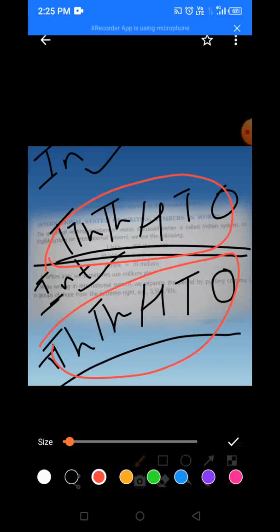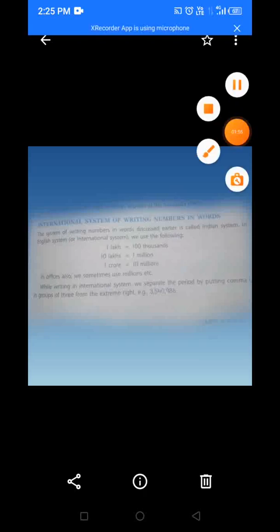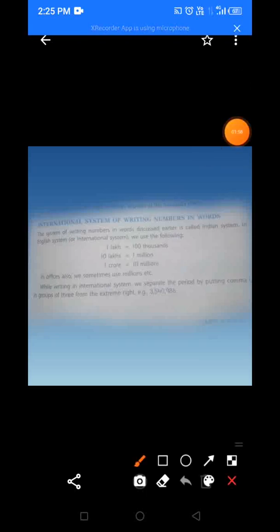But when we move after 10,000, what do you write? What do you write, children? After 10,000, we write lakh. Then we write 10 lakh. Then we write crore, and then we write 10 crore. Correct? This is the Indian number system. But in the international system, we won't write lakhs.